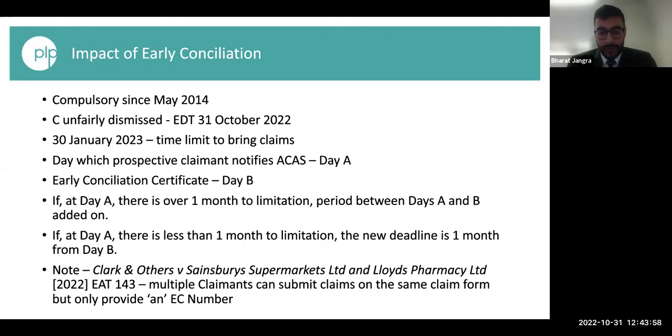If, however, there's less than 1 month to limitation when the prospective claimant notifies ACAS, day A, then the claimant has 1 month from the day that they receive the certificate, so day B. So if, for example, the claimant notifies ACAS, day A, on the 15th of January 2023, and ACAS respond on the 28th of January 2023, the claimant would then have a further month, to the 28th of February 2023, in which to bring their claim.